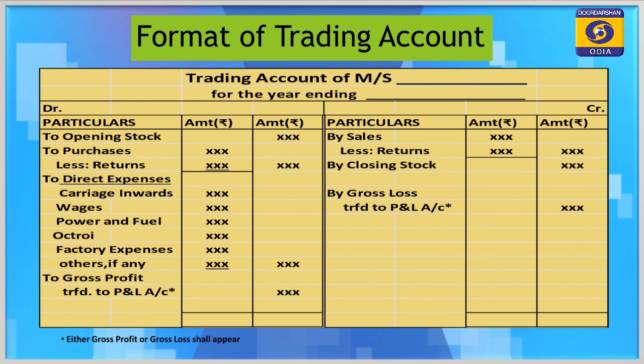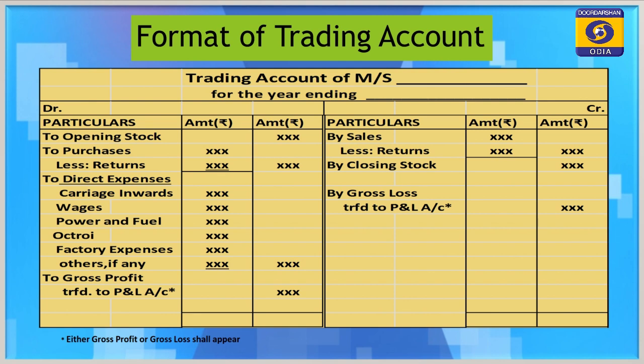The next item that comes on the debit side is to purchases. Purchases are the items or the goods which the business buys for the purpose of reselling. If there are any returns, that will be deducted from the purchases and taken to the outer column. The next item that we have is to direct expenses. As I already said, the direct expenses are all the expenses that are related to purchases. So expenses like carriage inwards, wages, power and fuel, octroi, factory expenses and other direct expenses, if any, they all shall find a place in the debit side of the trading account.